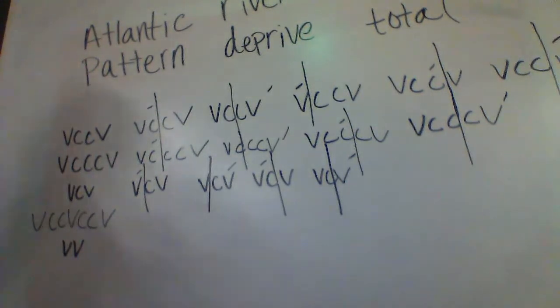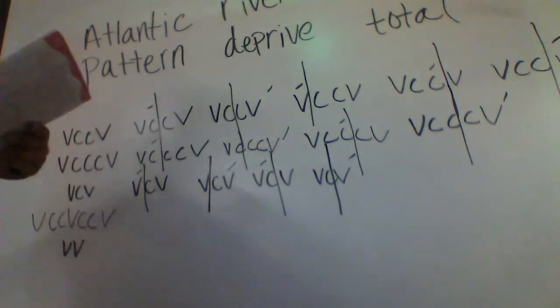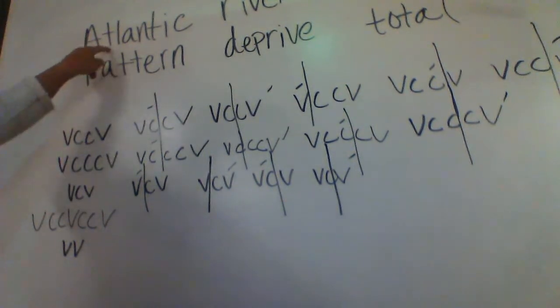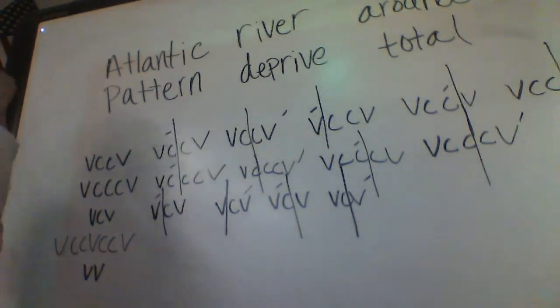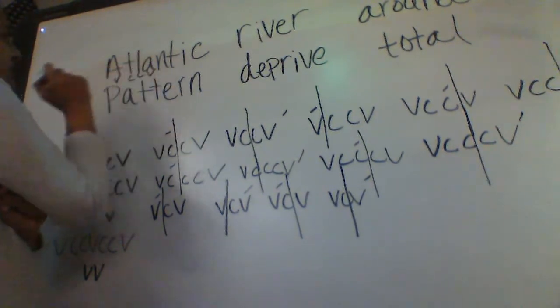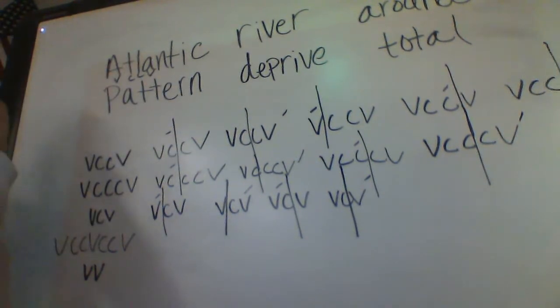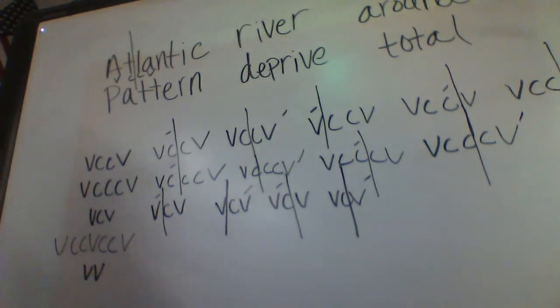Let's look at these words for a few minutes and see what spelling rules we can apply to them. How can we code the word Atlantic? V, C, C, V. Where does the line go? Between the T and the L. Very good.